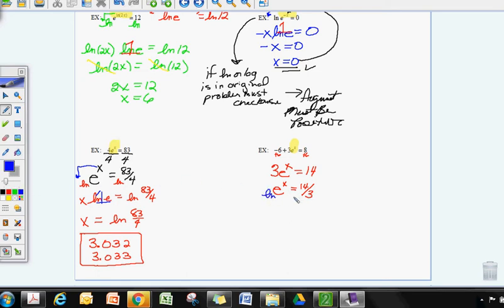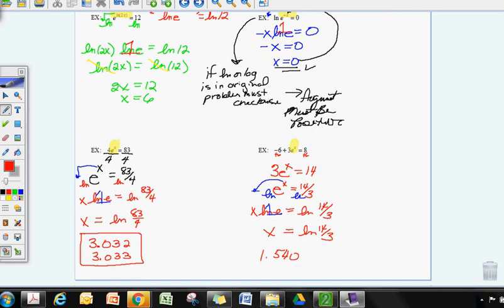So introduce it on the left and introduce it on the right. And now that exponent can come down in front, and I'll have x natural log of e equals the natural log of 14 thirds. Oh, we know that the natural log of e is 1, so I'm left with x equaling natural log of 14 over 3. Again, you need to try that on your calculator, and you should come up with 1.540. And there's no rounding for that.